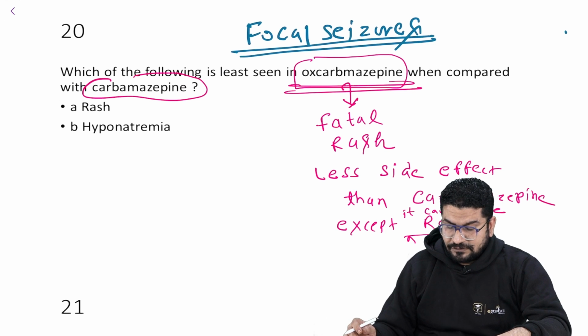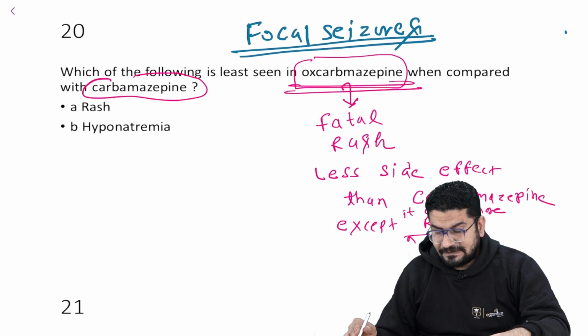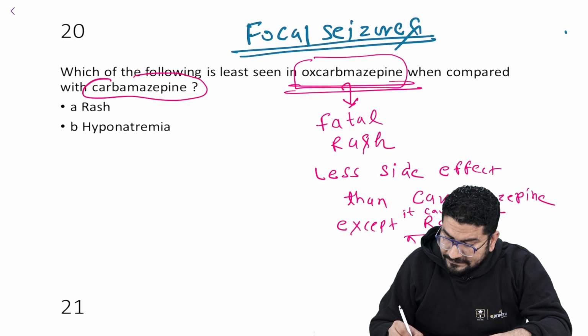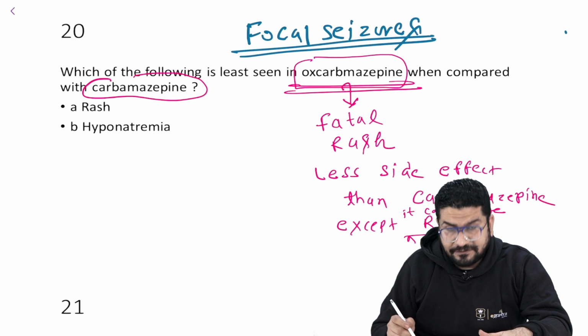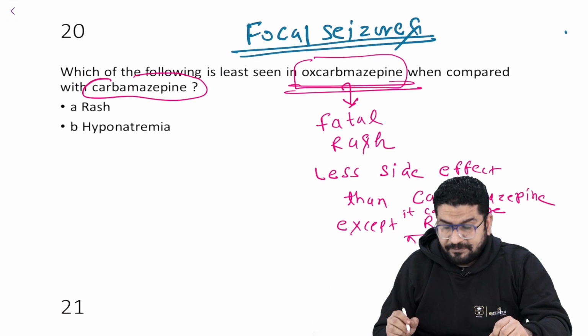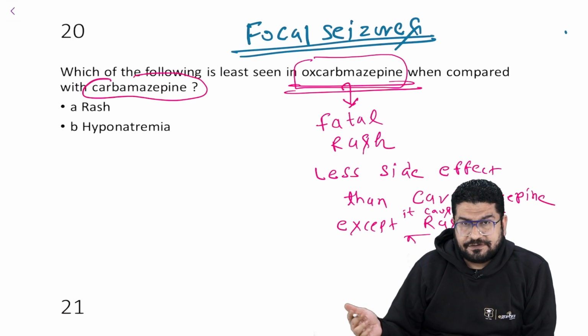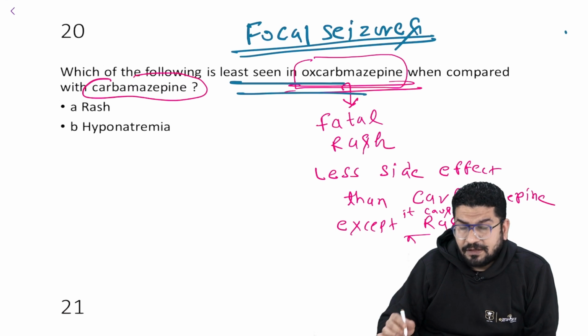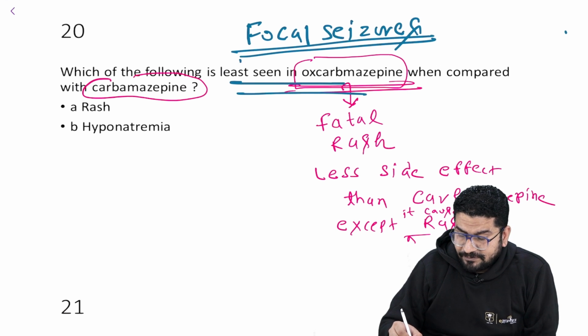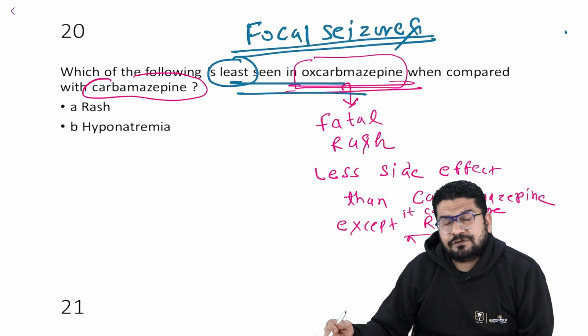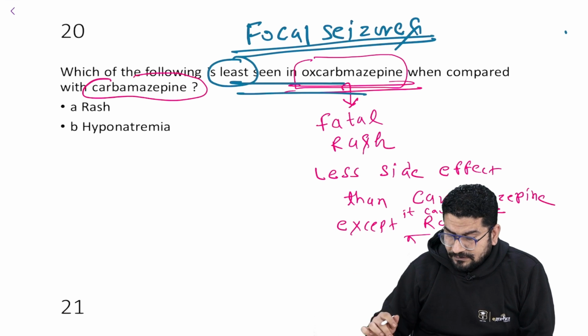So the answer for this question: if the question is about what is seen less, then the answer will be hyponatremia. But if they are asking what is more seen, then my answer will be rash. You can pick the answer based on what they have asked, because students are giving me different views. Some are telling it was less, some more. So this is about oxcarbazepine and carbamazepine.